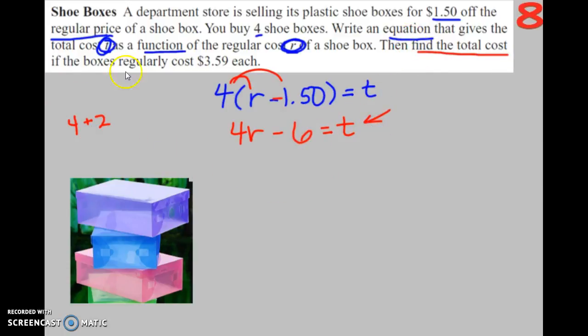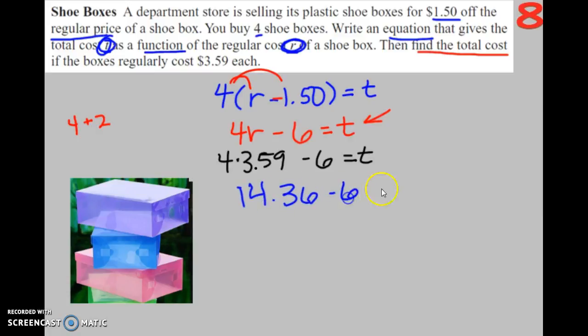But now it tells us to actually find the total cost, so we need to figure out what T is. If the boxes regularly cost, so R is $3.59. So we have 4 times 3.59 minus 6 equals T. And following our order of operations, we're going to multiply first. 4 times 3.59 in my calculator gives me 14.36. So 14.36 minus 6 is going to give me 8.36, so it's $8.36 for the shoe boxes.